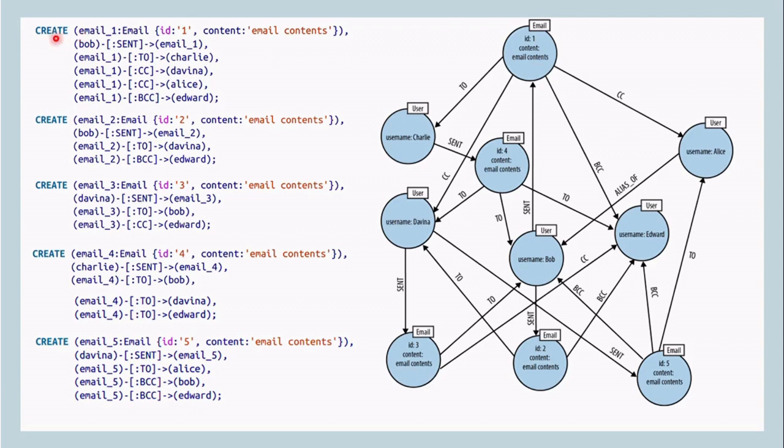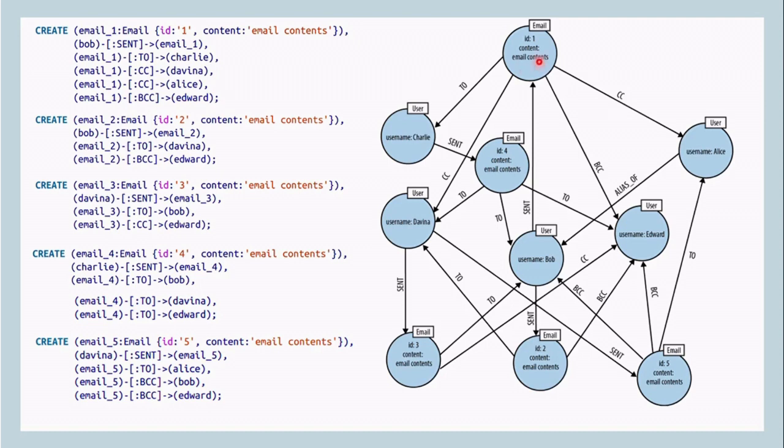This creates a node, and email1 is the name, or simply the variable. Email is the label for this email1, and id 1 and content equal to the email content are the properties of this node. And these are the operations, or the relationships, on this node. Bob SENT email1. This means that this email is sent by Bob, and SENT is the relationship. And next is email1 TO Charlie, email1 CC Davina, email1 CC Alice, email1 BCC Edward.